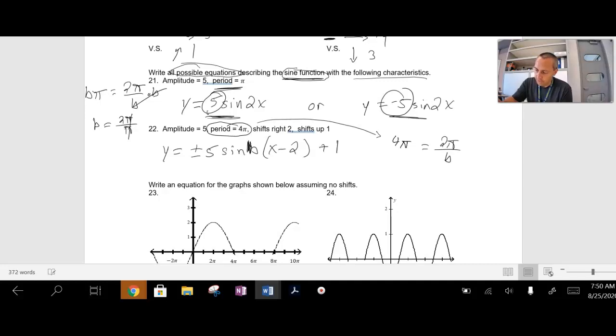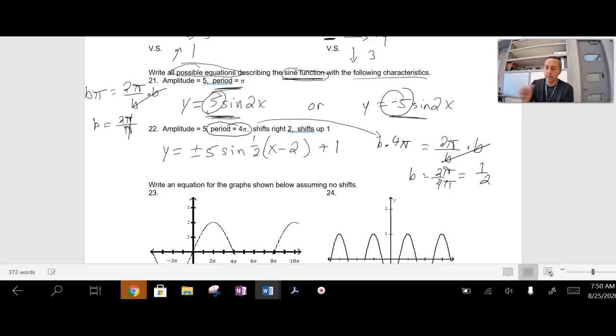Okay, so multiply both sides by b. All right, divide that 4 pi over, so we get 2 pi divided by 4 pi, and our b is 1/2. So we go to our equation. That's one version of your answer.